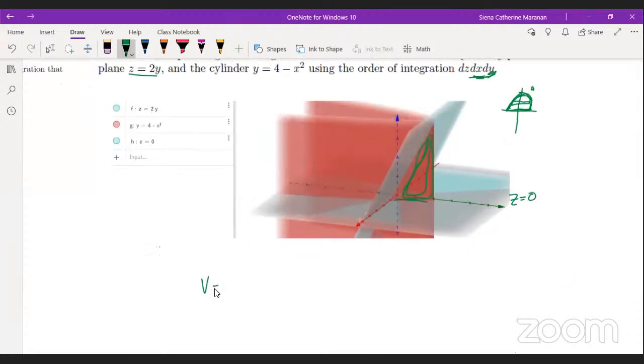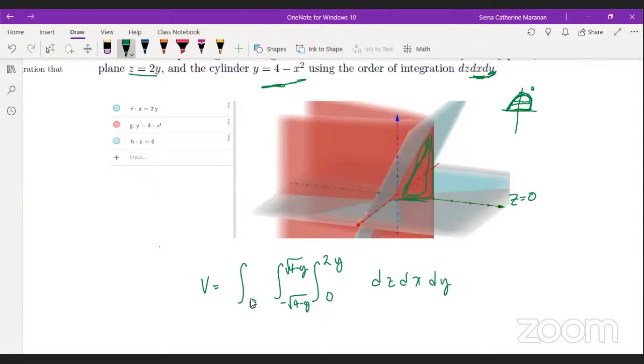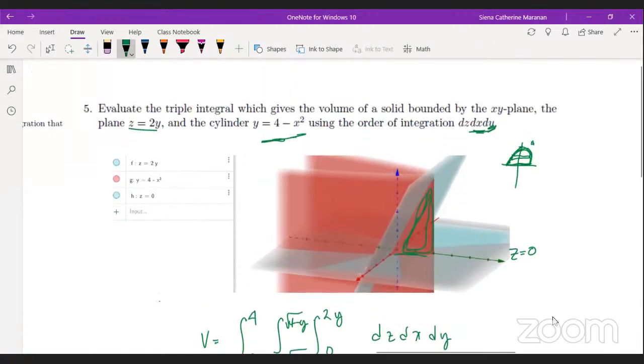Okay, so we'll have volume. Okay, so lagay na tayo ng 3. And then dz dx dy. So for dz, sabi natin we have 0 to 2y. For x, so we just write this one, okay, in terms of y. So that would be negative square root of 4 minus y to square root of 4 minus y. And then we have 0 to 4. Okay, so that's it for section 4.3.